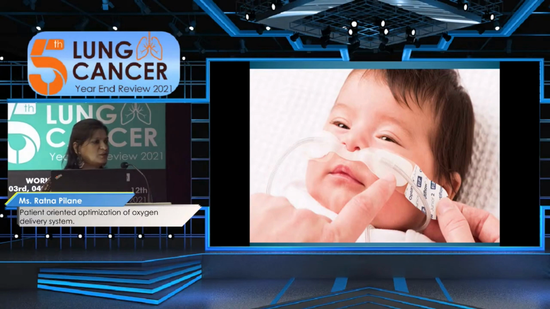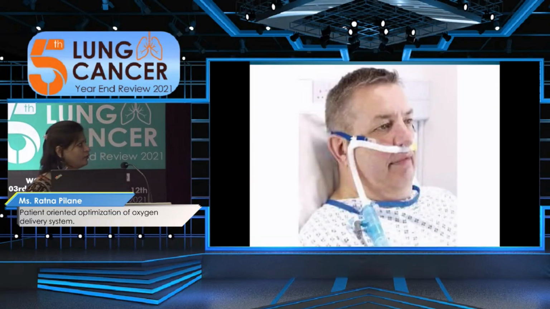If there is any dislodgement, the machine will show that it is not delivering the proper oxygenation, and high pressure is there. Then this is the adult patient cannula, the nasal cannula, and the proper fixing.